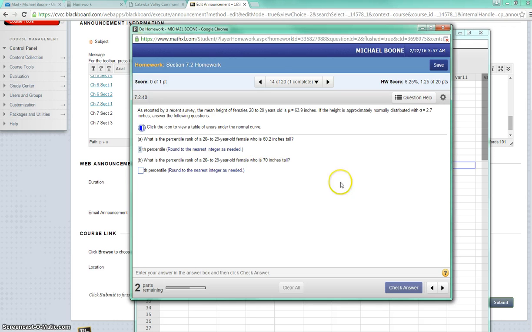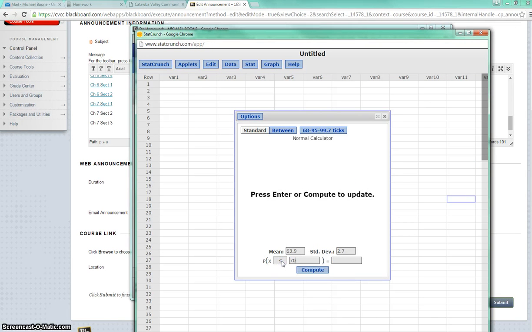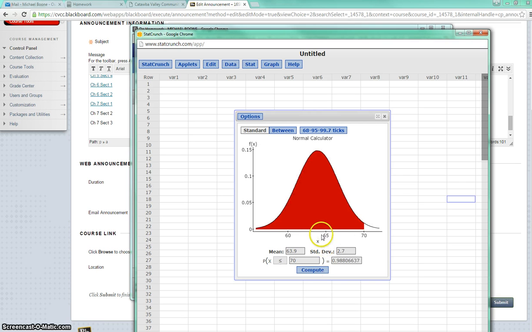So again, 7 inches tall, and all we're doing is changing that number. Again, they're above the mean of 63.9. So this is the 99th percentile.